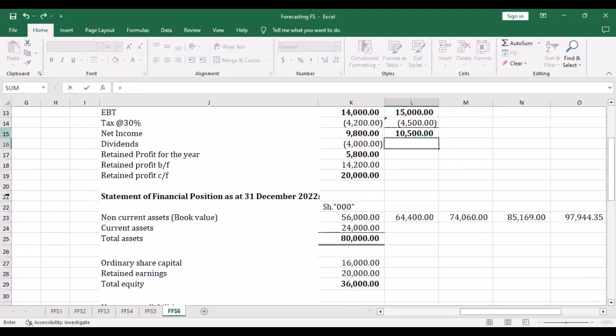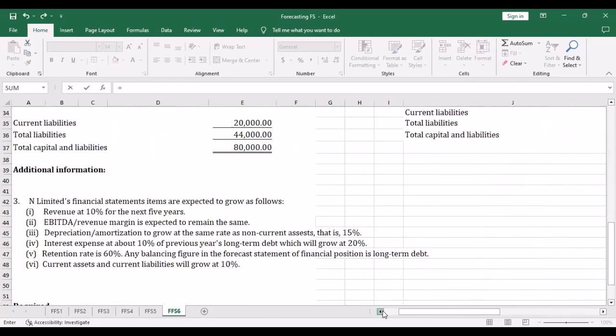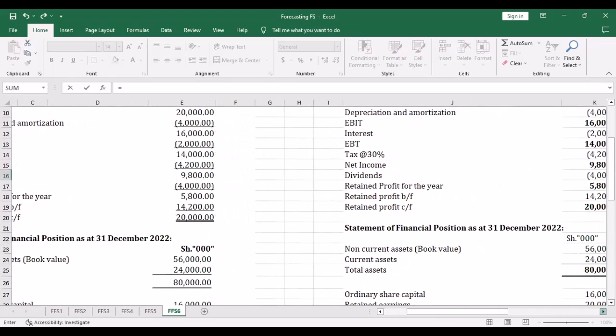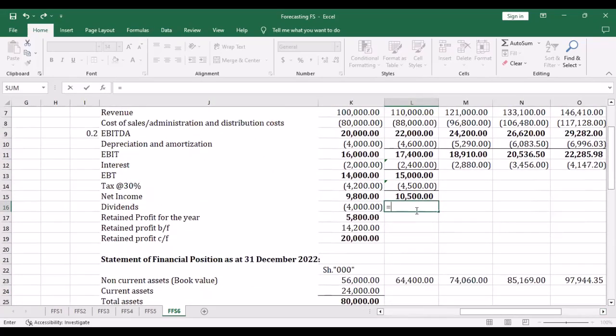Then dividends will go to additional information. So we've done this one. So retention rate is 60%. Any balancing figure for the forecast financial statement is long-term debt, isn't it? Current assets and liabilities will grow at 10%. We are back here. So retention ratio is 60%. Dividend payout ratio will be 40%, isn't it? Negative 0.4. You multiply by the net income because it's 40% of that.